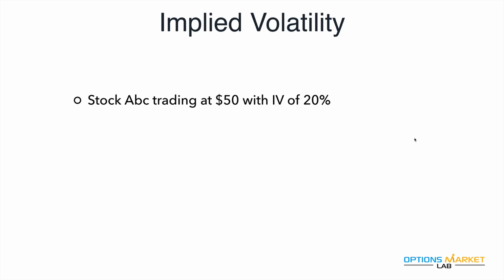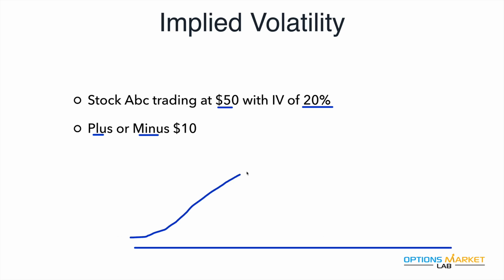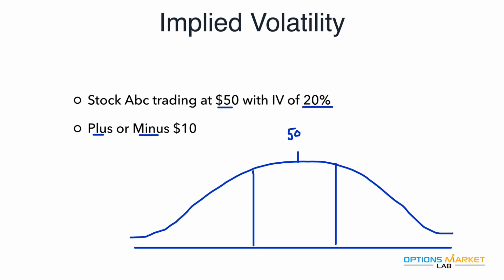So what does implied volatility look like? Let's say a stock ABC trading at $50 has an implied volatility of 20%. What is 20% of $50? That is $10. So that means we have plus or minus $10 for $50. The chart will look something like this. This is how the graph of an implied volatility will look. You will have your $50 mark in the middle, and you will have plus or minus on either end. So $50 plus 10 is 60, and $50 minus 10 is 40.